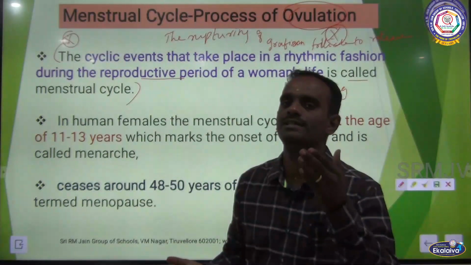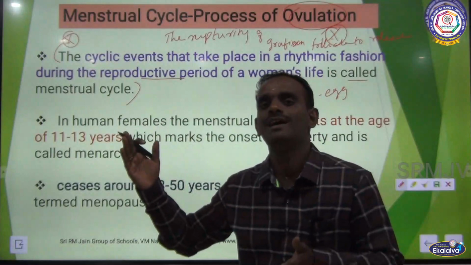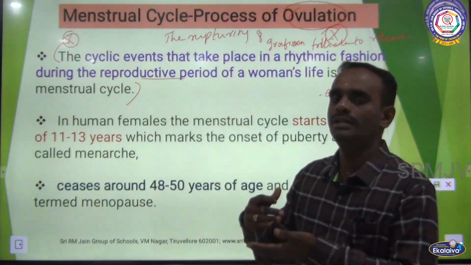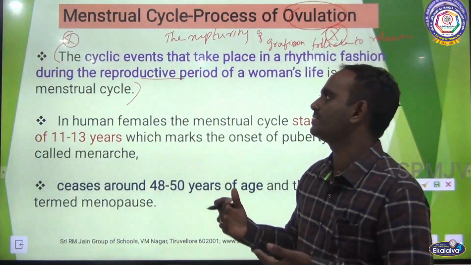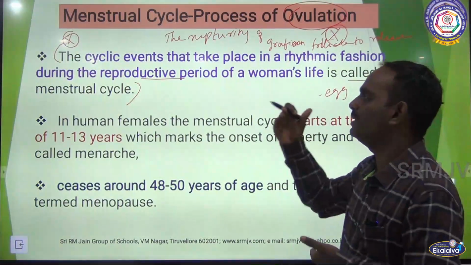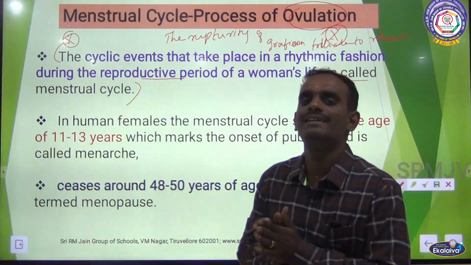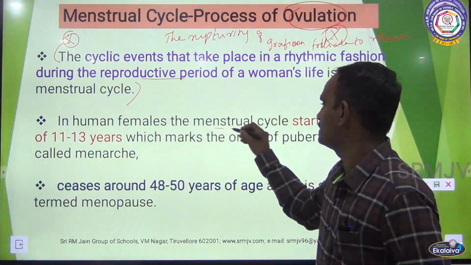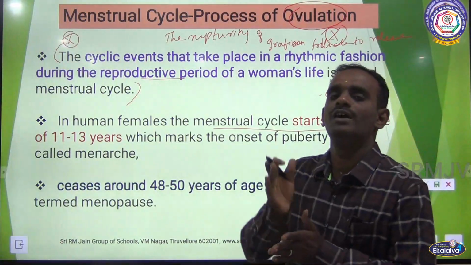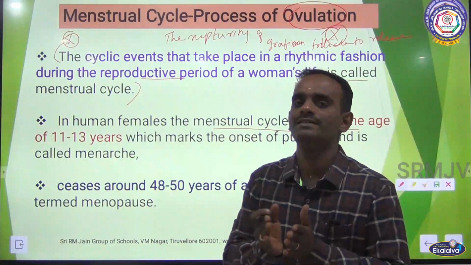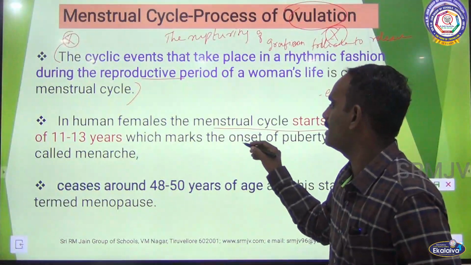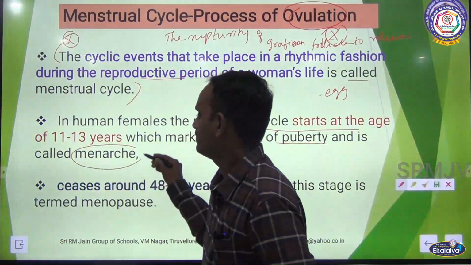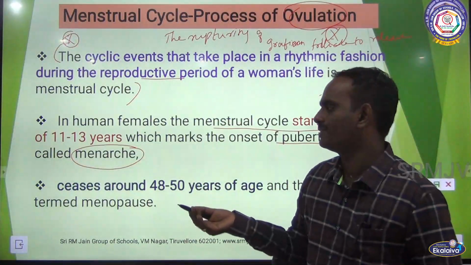So it starts from the age of 11 or 12 or 13 till 48, 50, like that. So that is the reproductive period. During that period, the cycle of events that takes place in a rhythmic fashion in the female body is called the menstrual cycle. In human females, the menstrual cycle starts at the age of 11 to 13 years, which marks the onset of puberty, and it is called menarche. Puberty is nothing but menarche.